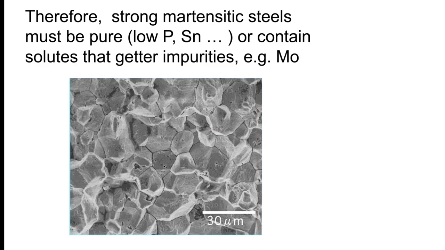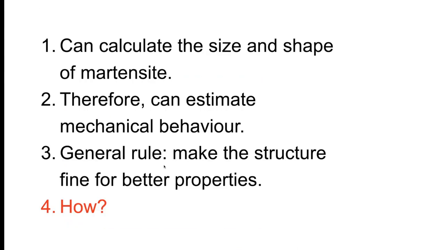against the chemical driving force, and you assume that martensite is limited by the austenite grain boundaries, then you can calculate the thickness, because that's the only term missing in that equation. So you can calculate the size and the shape of the martensite, and therefore you get some idea of the mechanical behavior of the structure that you produce. And in general, the finer the structure, the better are the properties of strong steels, right? And by strong steels, I mean martensitic steels or bainitic steels, etc.